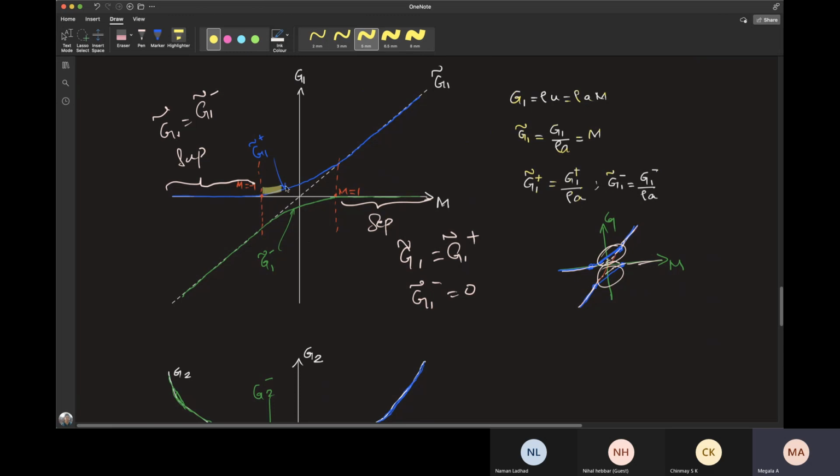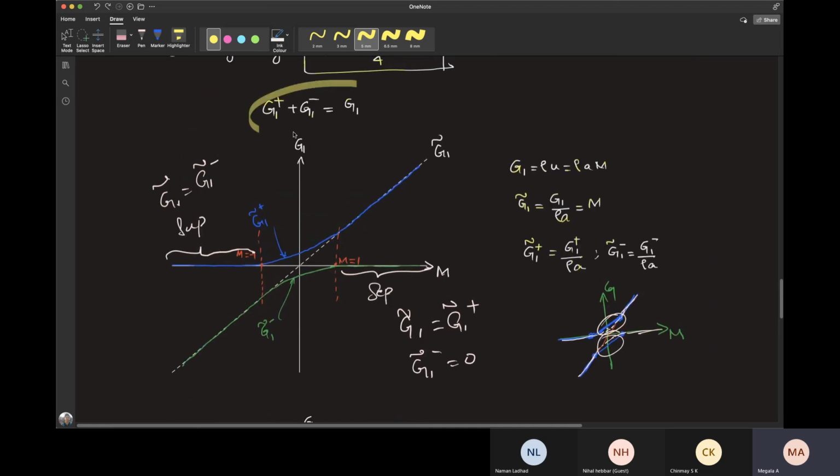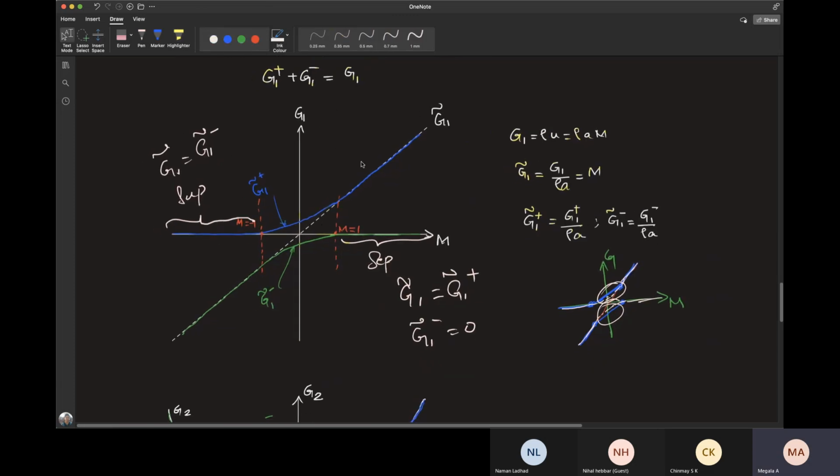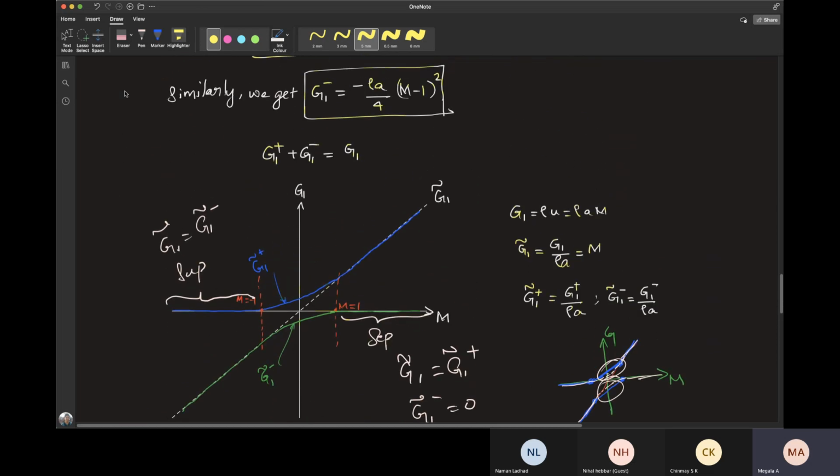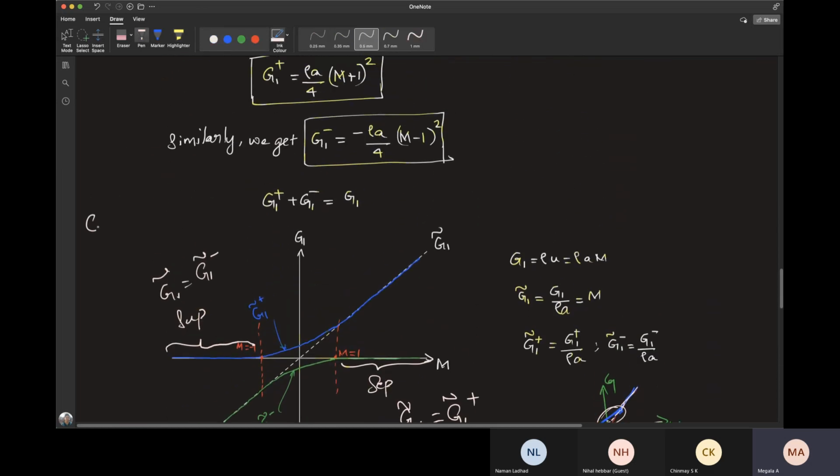Our G1 plus is smooth. G1 minus is also smooth. So if we add G1 plus and G1 minus in this region, we'll get G1. These are both symmetric, right? So adding these two will give us G1. So this way we overcome the sonic glitches. Similarly, this is all for the first component of the flux vector.